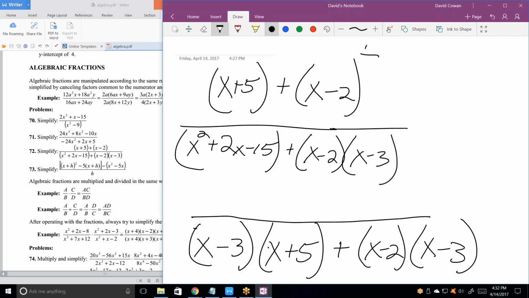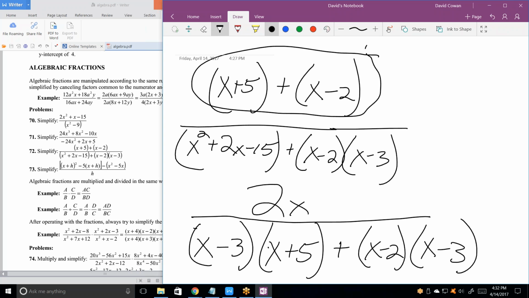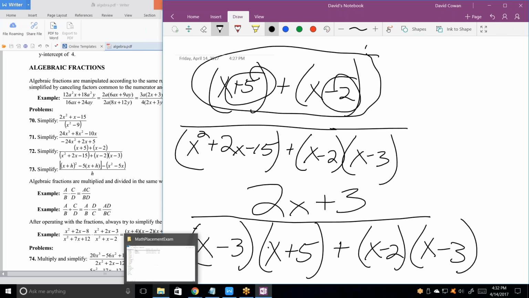Now, the top just needs combining. What do you get when you combine the top? 2x minus 10. Actually, it's just adding, so it's 2x plus 3. In other words, I'm adding the plus 5 and the minus 2. Okay. So now I have this thing at the bottom here. Hold on a second.